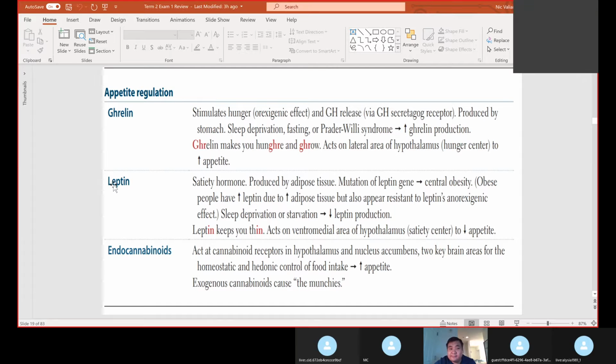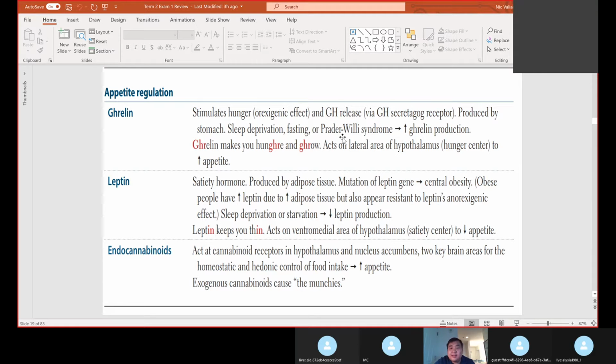Appetite regulation, again, high yield. Just know two, ghrelin and leptin. For ghrelin, know this mnemonic: ghrelin makes you hungry and grow. Ghrelin makes you hungry, so you want to eat and grow. Leptin keeps you thin. Ghrelin stimulates the appetite. You need to eat now. Leptin, no, no, no. You need to stop eating, decrease appetite. Leptin keeps you thin. And don't forget, Prader-Willi increases ghrelin production.